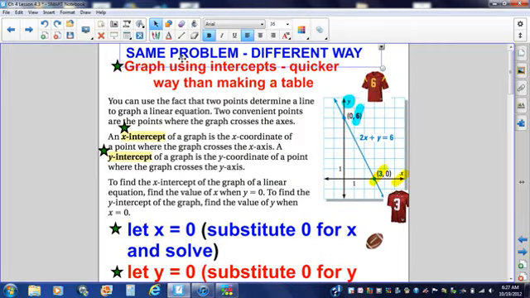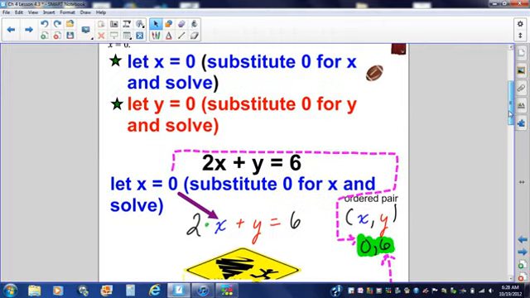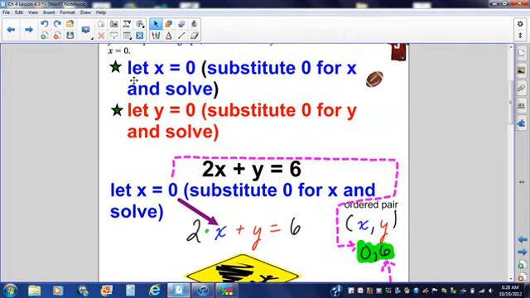So let's do the same problem, but let's do it a different way. This is called graphing using intercepts. It is quicker than making that long table. So here we go. Same problem, different way. Make yourself a note. We're going to let x equal 0. So we're going to substitute 0 for x and solve.